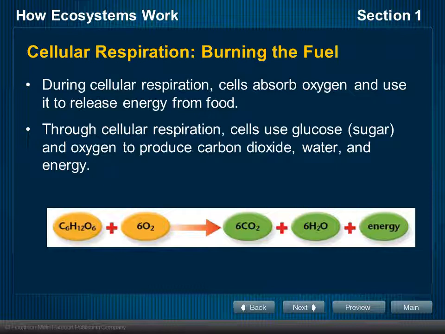It adds oxygen to that, 6 molecules of oxygen, and it gets all the way over on the right energy. That is the thing that the cell is after. It needs that energy to do whatever it is that cell does. It then also gives off carbon dioxide, 6 molecules of it, and water, 6 molecules of it, as byproducts or as waste products of the process of cellular respiration.